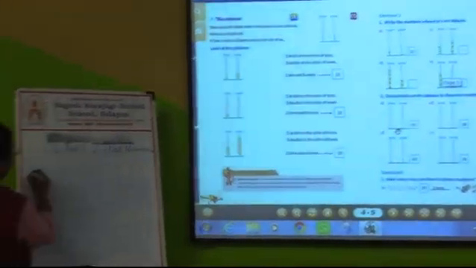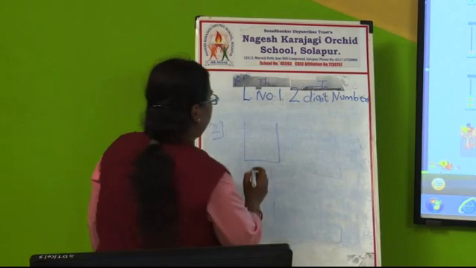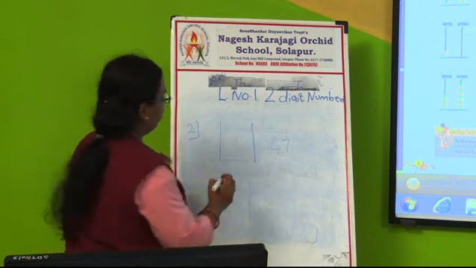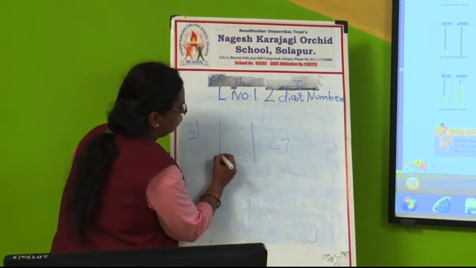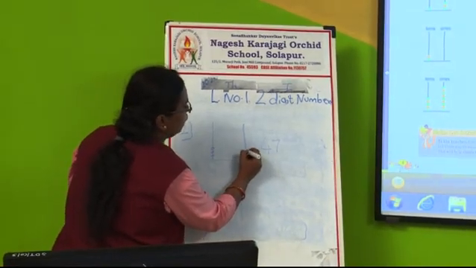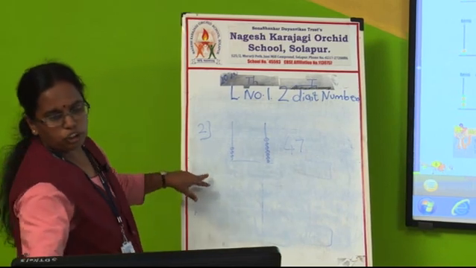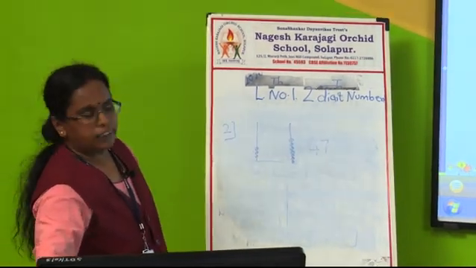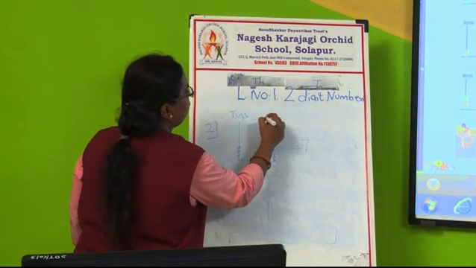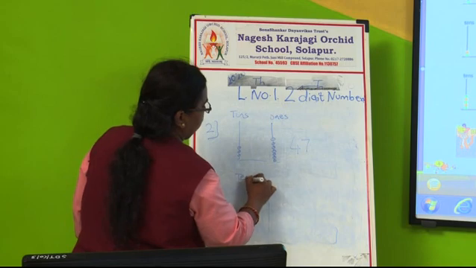Now, see here the second one, which is the number 47. Okay, 47. Then how will you show this 47? 1, 2, 3, 4, and this 1, 2, 3, 4, 5, 6, 7. In this way, you are going to solve this question. Here you can write tens and ones. So, next is tens, ones.